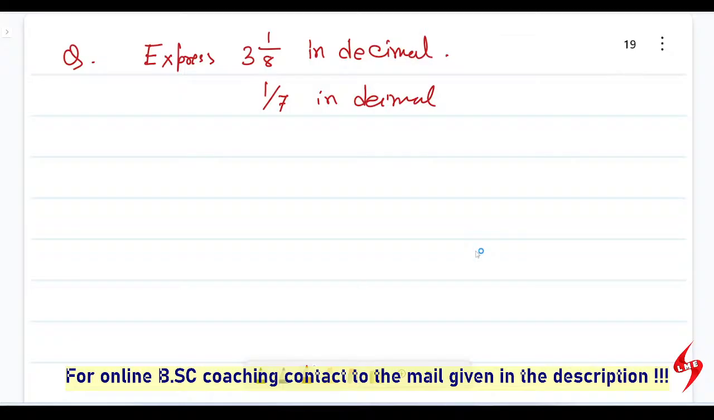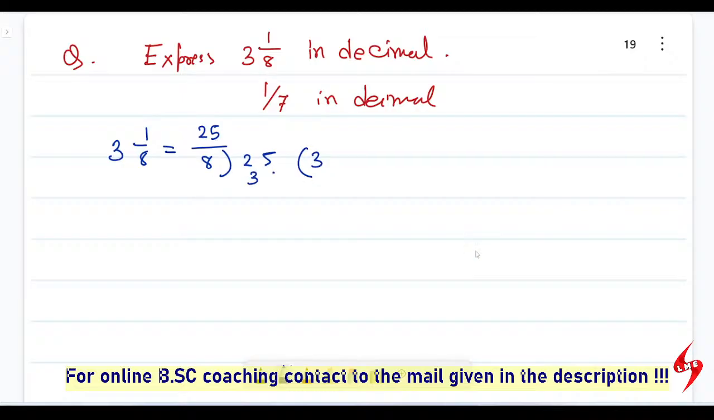Let's do the sum. This will be somewhat lengthy, but that will be done here. 3 whole 1 by 8. So I have to transform it into a normal fraction. That will be 25 by 8, and now I have to convert it into a decimal expression.